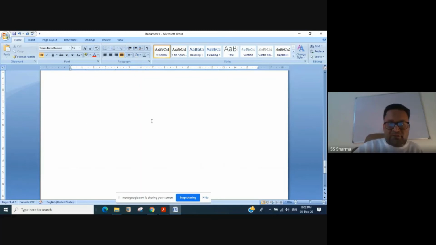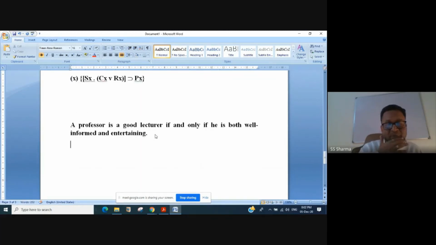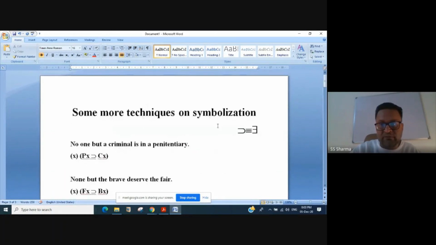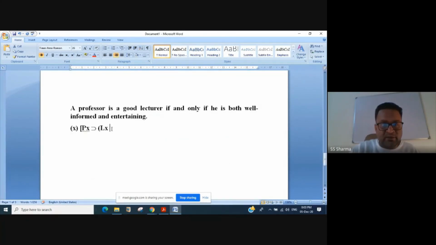Okay, I hope this is the last question. Now, a professor is a good lecturer. Now for all x, this is a question from your book only and you can check it in your book. If x is a professor, then, I will use this implication sign over here, he is a good lecturer, so I can put it like Lx. If and only if, now I need to use if and only if from this sign. This is equivalence, right? So we will take equivalence.